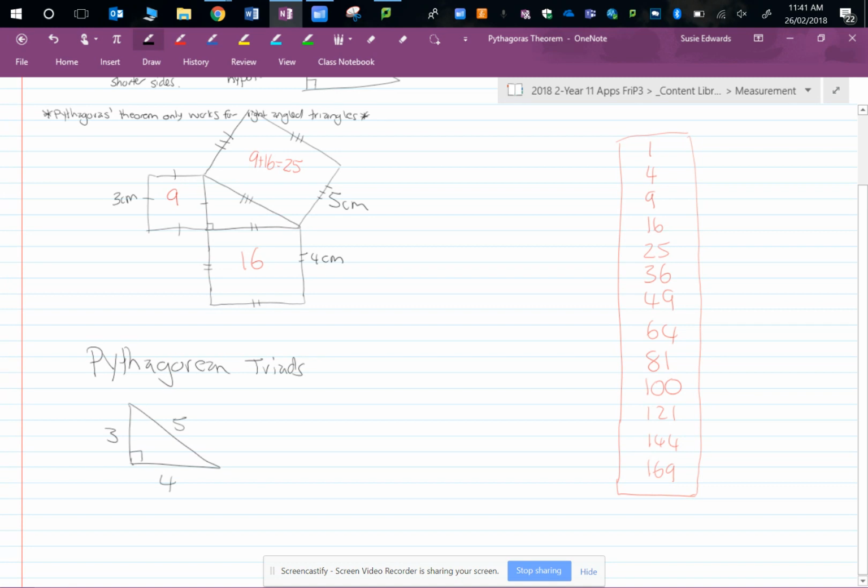Now, you could have actually looked at this and gone, okay, so 3 squared is 9, 4 squared is 16, added together they equal 25. Okay, can anyone see any other 2 square numbers which equal one other third square number? If we look at that list of numbers, I'll get out of your way.